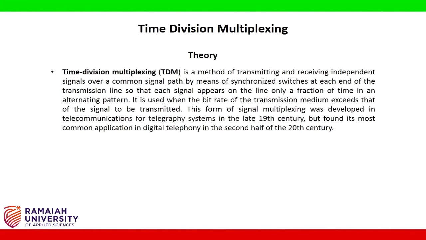It is used when the bit rate of the transmission medium exceeds that of the signal to be transmitted. This form of signal multiplexing was developed in telecommunications for telegraphy systems in the late 19th century but found its most common application in digital telephony in the second half of the 20th century.